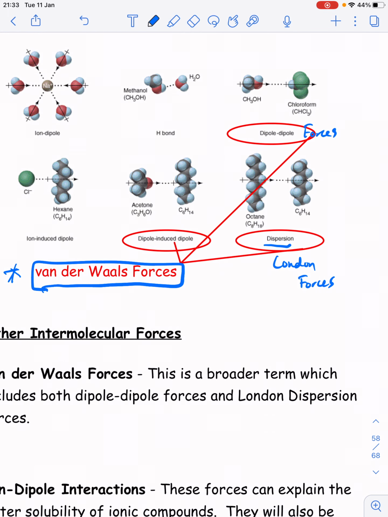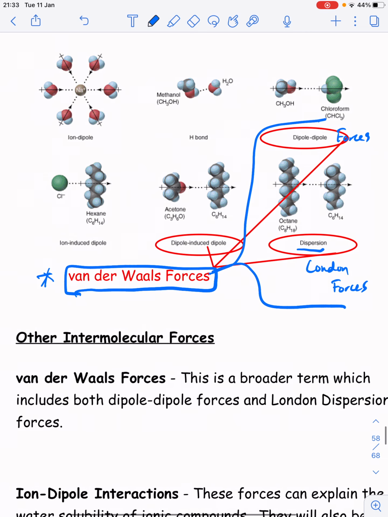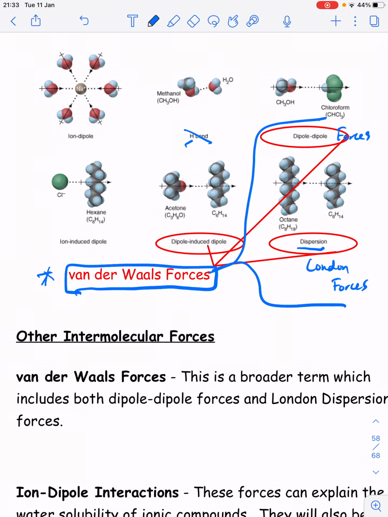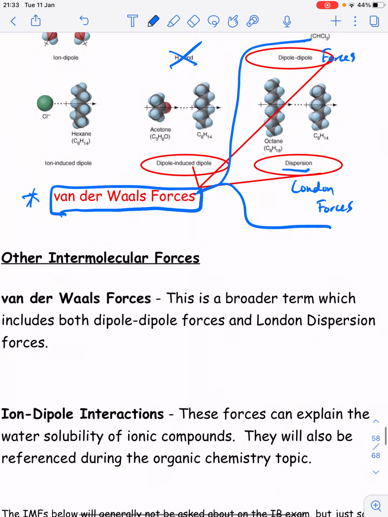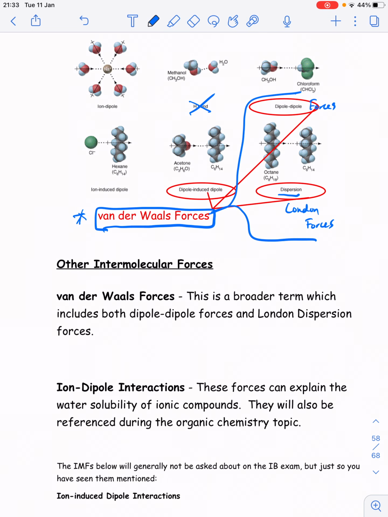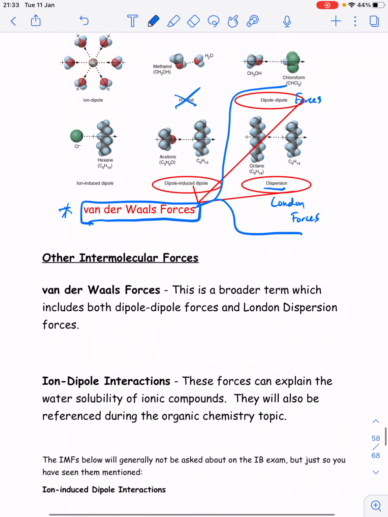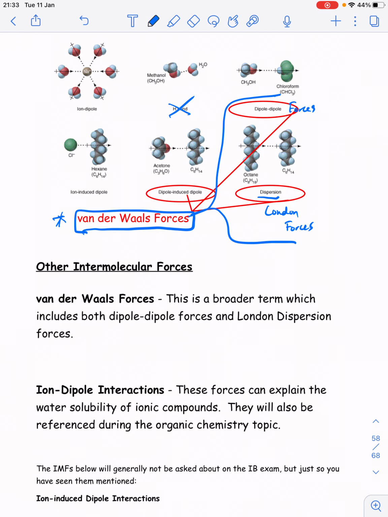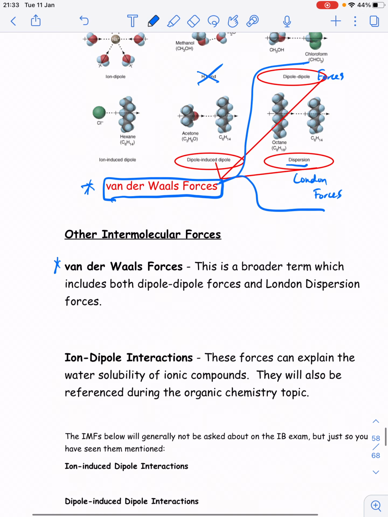That term includes both dipole-dipole forces and London forces. However, it does not include hydrogen bonding. That doesn't get included under the umbrella term of van der Waals forces. I have seen it come up on paper one questions. Seems like a rather minor point to me, but they could ask you about it. Okay, so be aware of the term van der Waals forces.